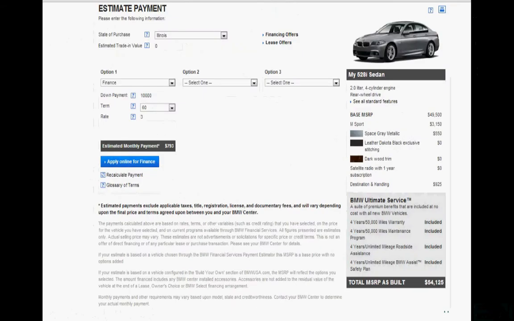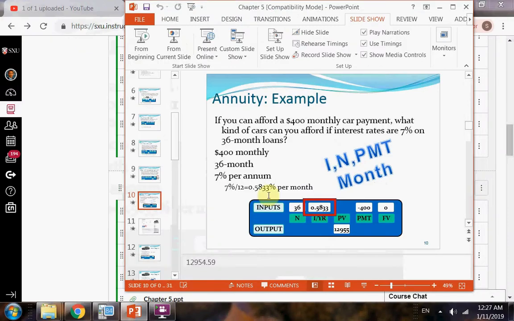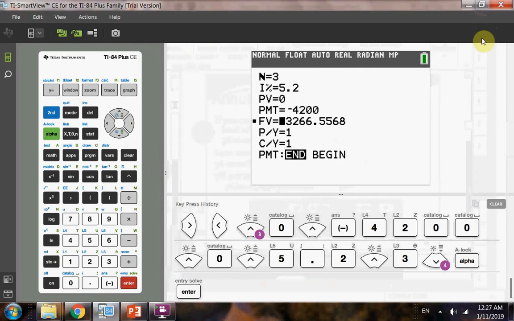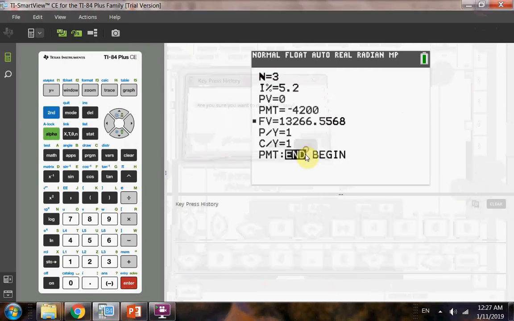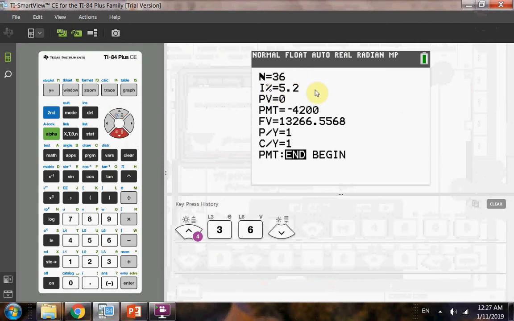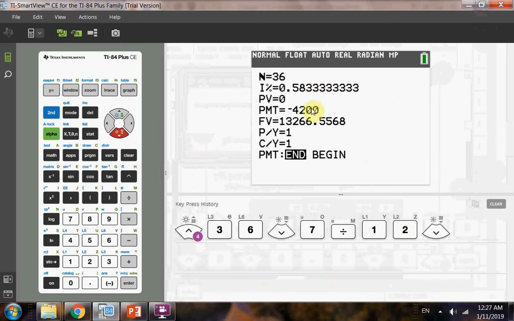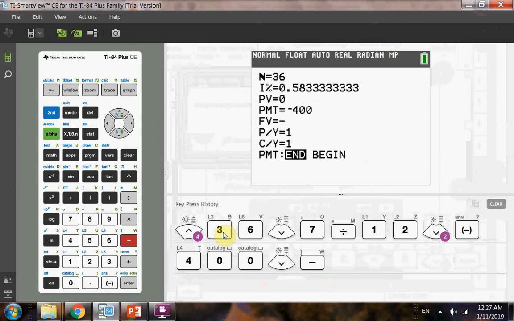All right, so if you get to the calculator, let me clear what I had before. So you can use a 36 as the number of months. The rate is 7% per year divided by 12. Okay, and then that just compute automatically for you. You solve for present value, leave it at 0, and you are going to make a $400 payment. So that's a negative, 0 future.